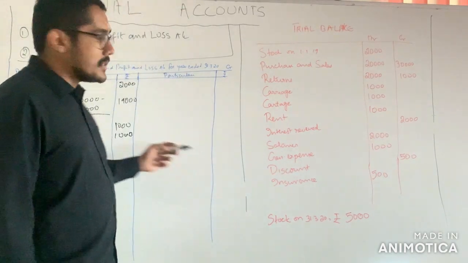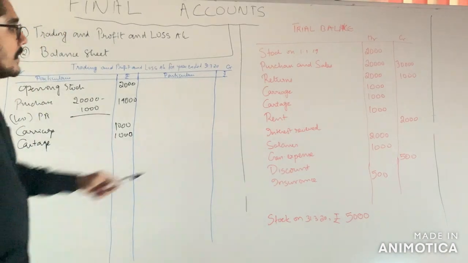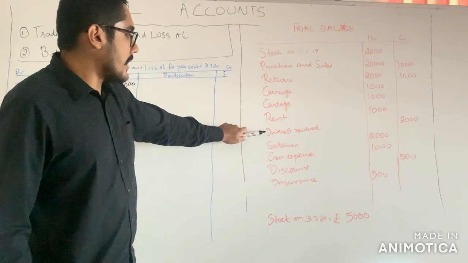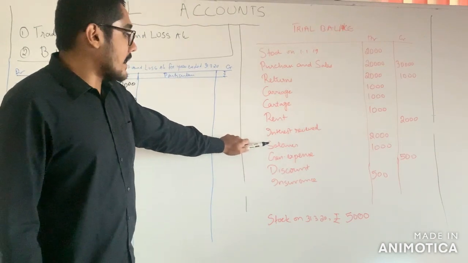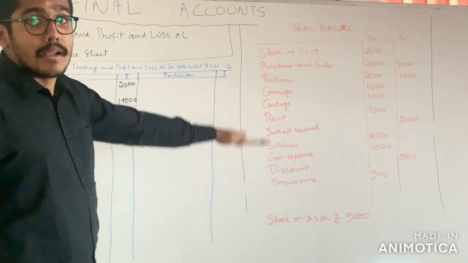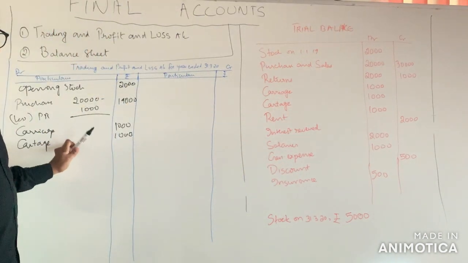Is there any other items that will be coming over here? Rent, it is indirect expense. Interest received, indirect income. Salaries, indirect expense. General expense, discount, insurance, all these are indirect income or expense. So nothing comes here.